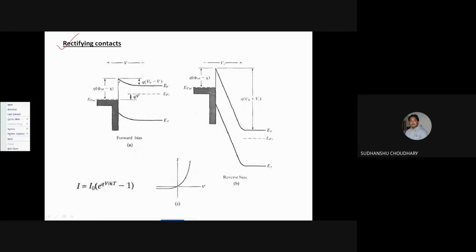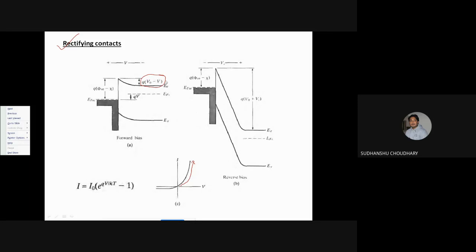So for example, when you apply a forward bias, the Schottky barrier is reduced by this much amount. And then the diffusion of electrons or holes can again start, and then the current can be obtained. So when you apply positive bias, the device conducts because the Schottky barrier reduces.